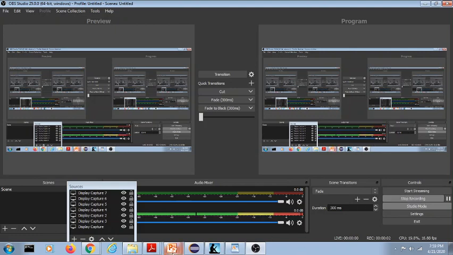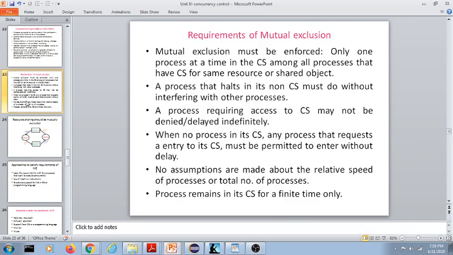Hello students, let us see one of the important topics in system programming and operating systems, that is regarding mutual exclusion. Today let us see the hardware approach for mutual exclusion. First of all, let us revise the requirements for mutual exclusion.